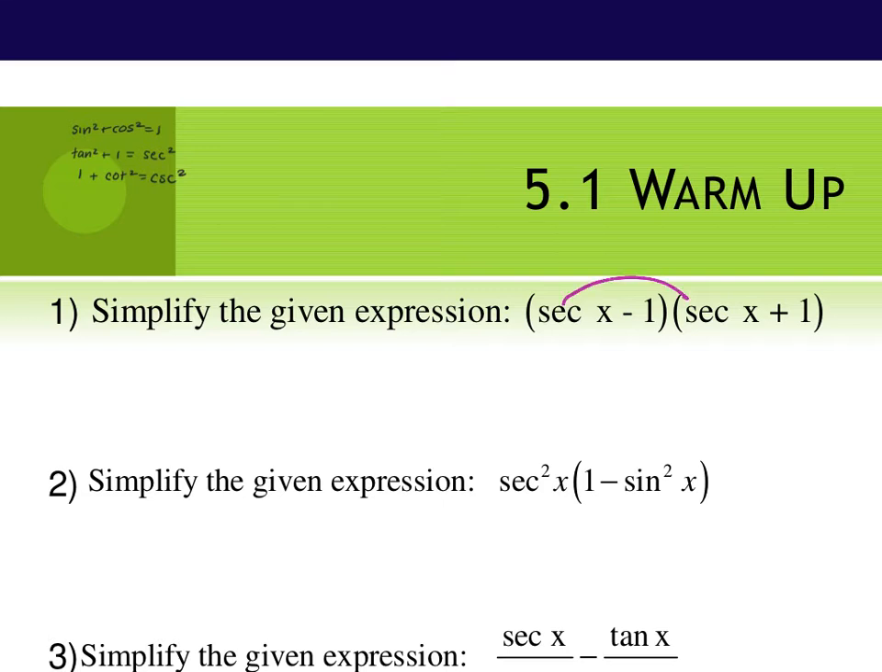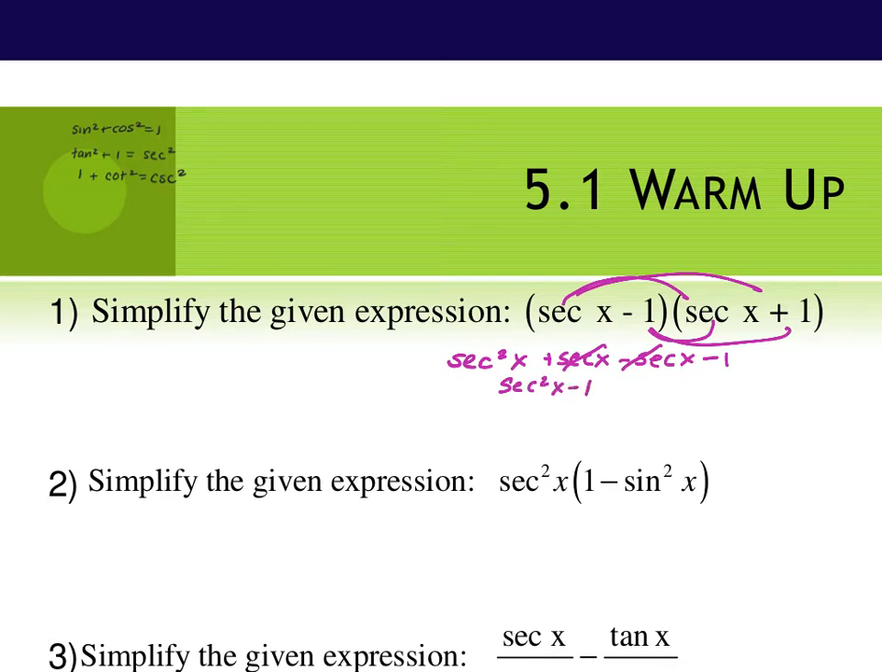You would FOIL them. So if I distribute, secant times secant is secant squared x. Secant times 1 is secant x. Negative 1 times secant is minus secant x. And then negative 1 times positive 1 is negative 1. So the positive secant and the negative secant cancel out, and I get secant squared x minus 1.